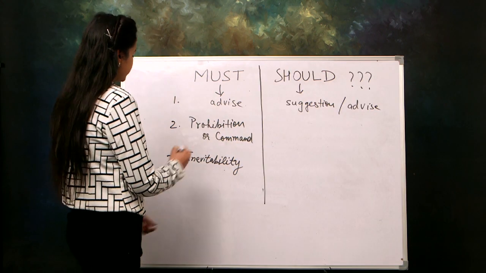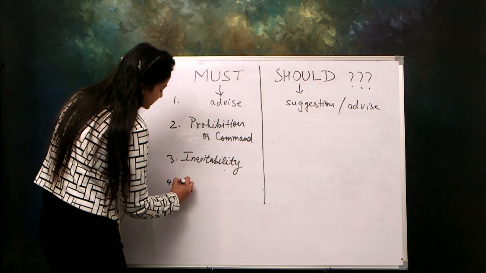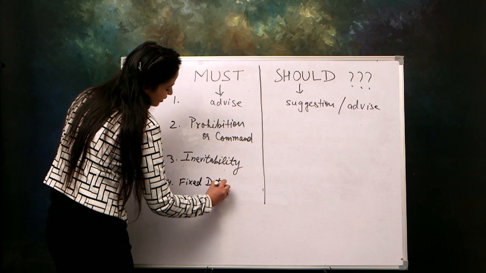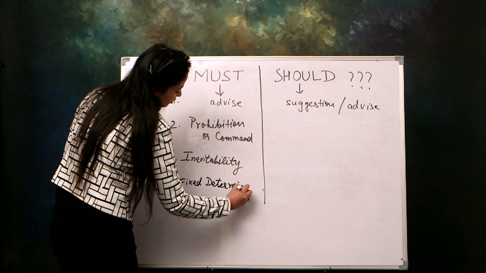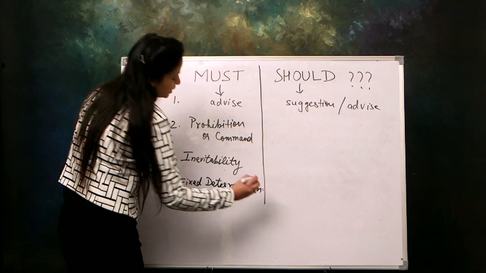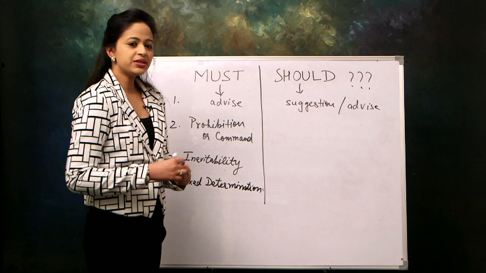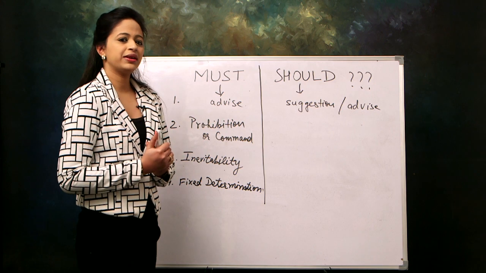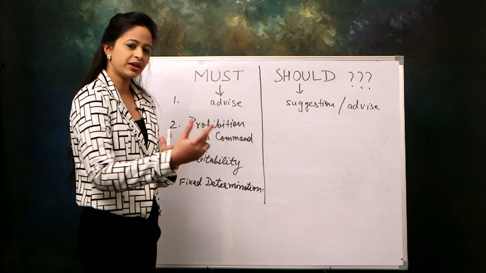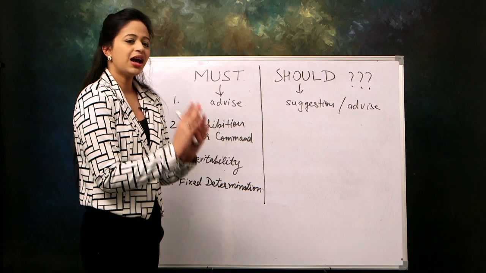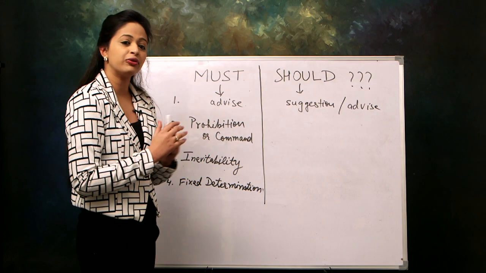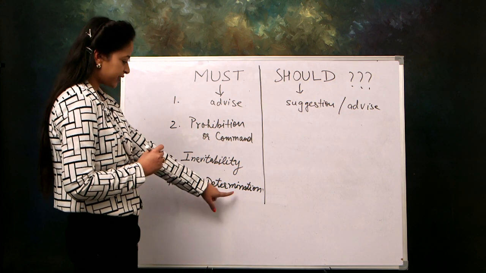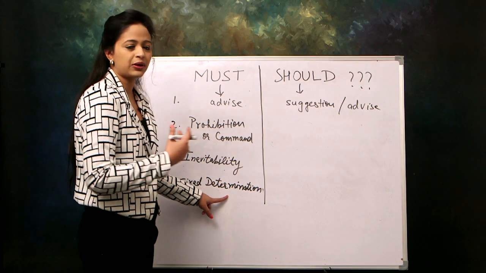Next use of must is in case of fixed determination. Now, what do I mean by this? Fixed determination. For example, I say, I must support my family. Or I say, I must crack my exam. I am expressing my determination. I am showing that I have decided that this is something I want to do no matter what. That is why I use must to express my determination about something.